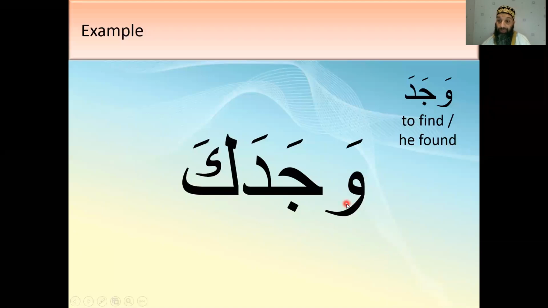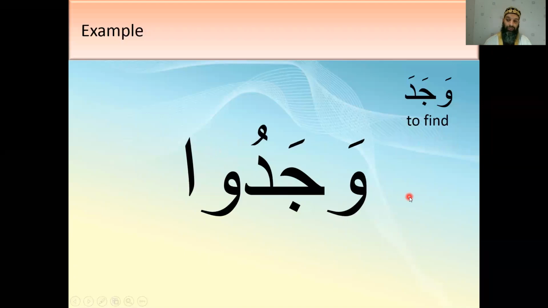No, the waw here doesn't mean and. The waw here is part of the verb. Wajada means he found. And the ka is a separate attached pronoun. It means you. Don't worry if you didn't understand that. Back to normal. I just threw that in.